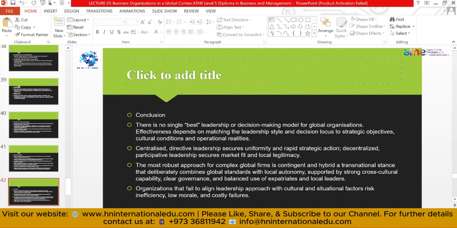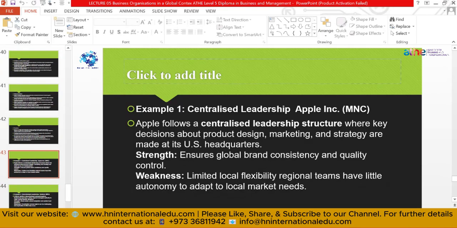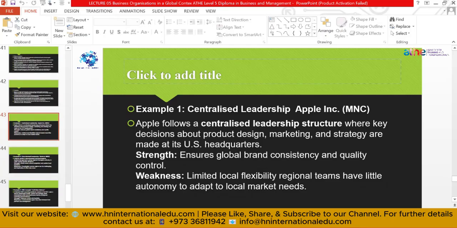Organizations that fail to align leadership approach with cultural and situational factors risk inefficiency, low morale, and costly failures as well. We have three examples, I think.